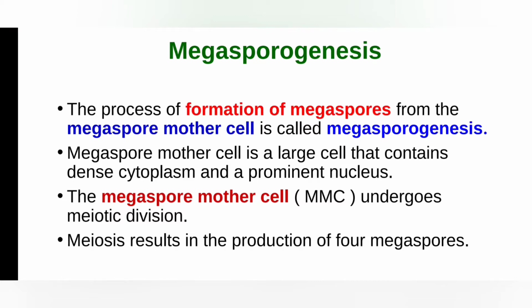Megaspore mother cell is a large cell that contains dense cytoplasm and a prominent nucleus. The megaspore mother cell, which is abbreviated as MMC, undergoes meiotic division. So due to this meiotic division, meiosis, results in the production of 4 megaspores. So the megaspore mother cell undergoes meiotic division. As a result of it, 4 megaspores are formed.